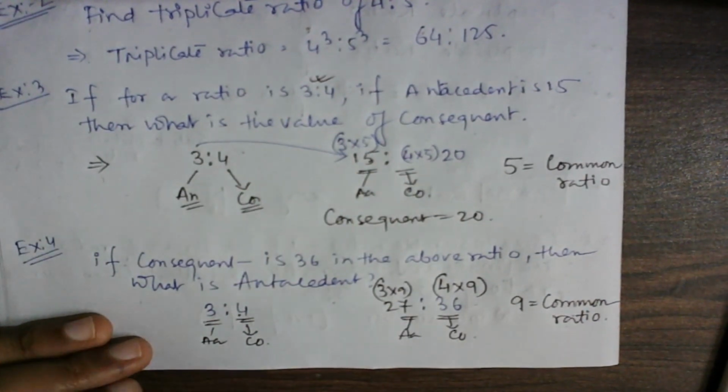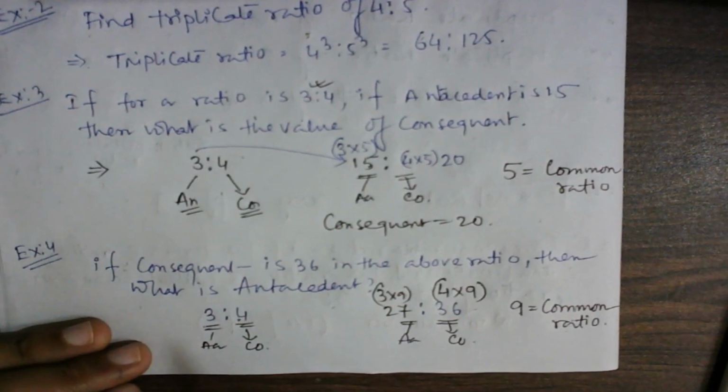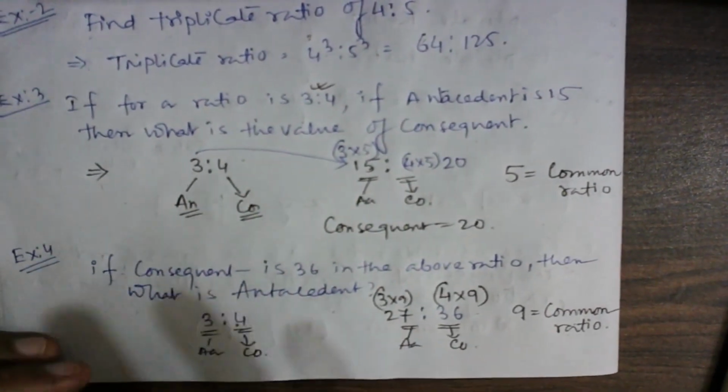And the term you are using for divide, for subtraction, for addition, for multiplication with the antecedent and consequent is called the common ratio. Got it? That is the fundamental. ठीक है? चलो एग्जाम्पल नंबर 5 करते हैं. Last one.